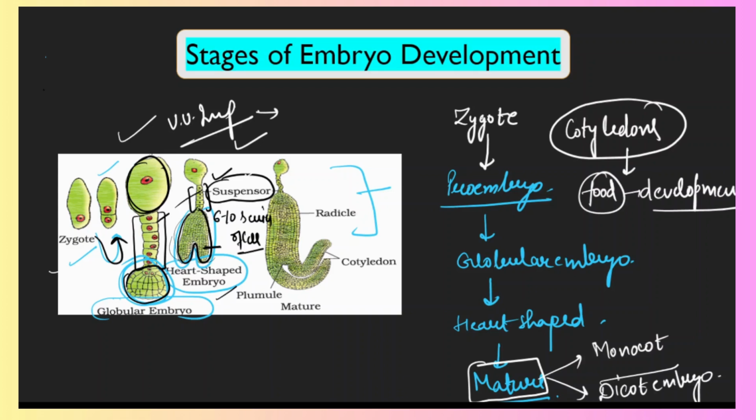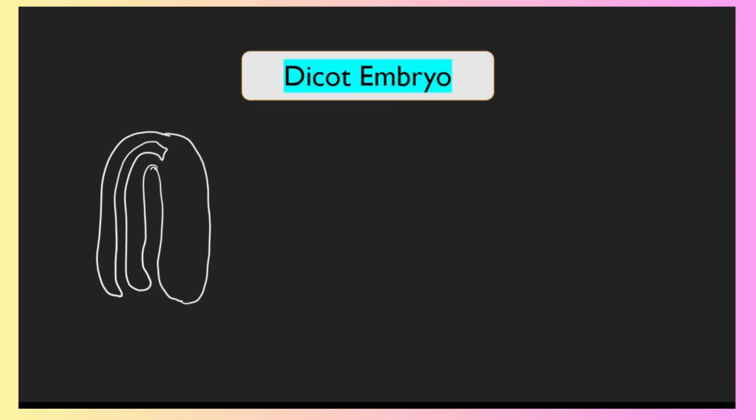Now, if we talk about the types of embryo, first we will discuss the dicot embryo. Second, we will discuss the monocot embryo. As the name suggests, dicot means it is made up of dicotyledons. Di means two, having two cotyledons. Now look at this structure. This is the structure of the dicot embryo.